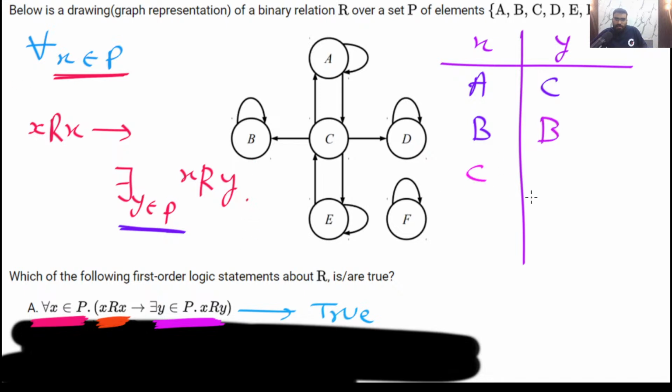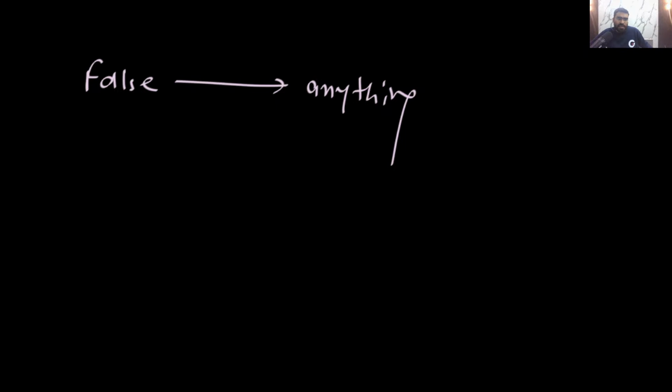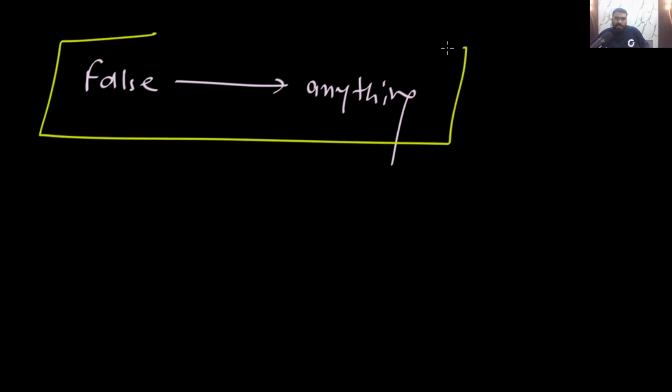For C, you can see C is not related to C, right? You can notice C is not related to C. So this is false. False implies anything is true. You already know that false implies anything. This is actually true.